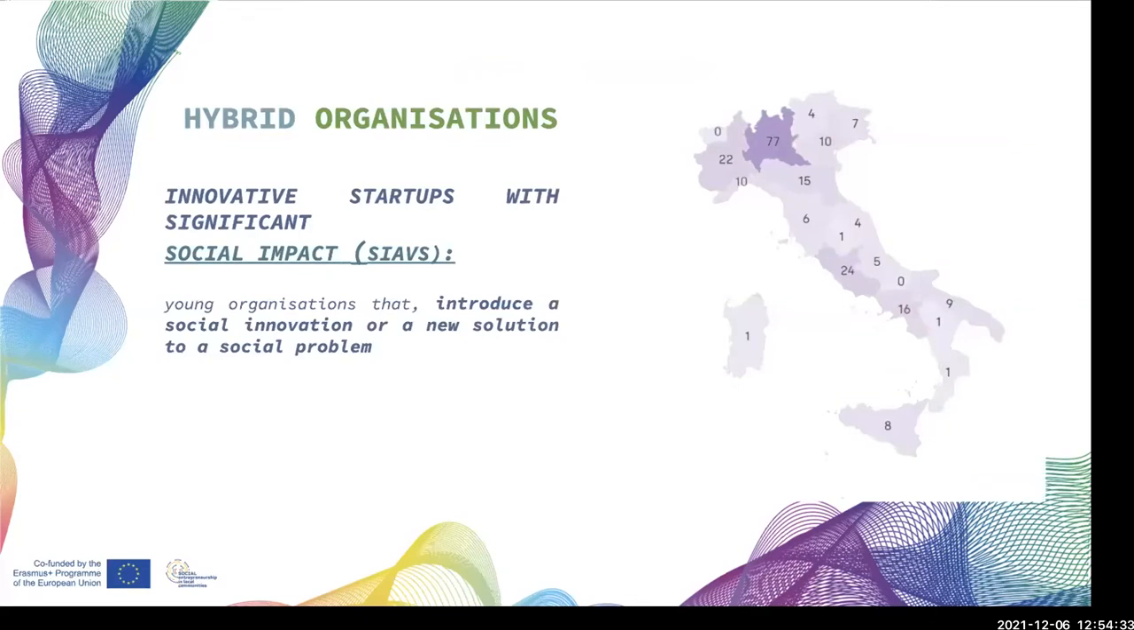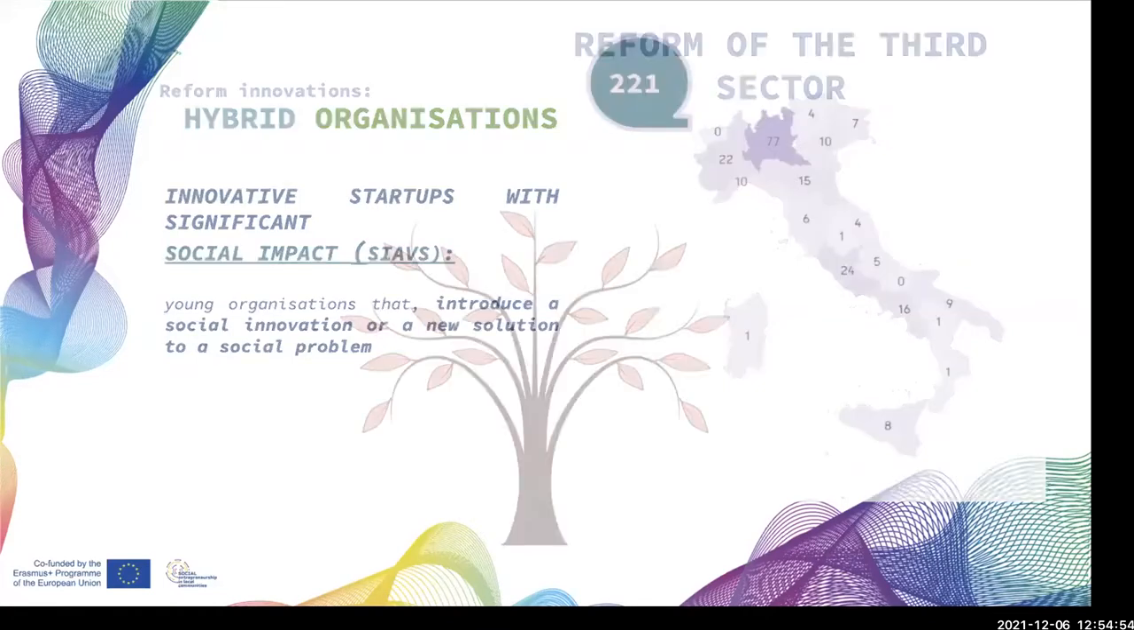Then we have the hybrid organizations, that are organizations that introduce a social innovation or a new solution to a social problem. We have 221 organizations of this type in Italy, and they are growing a lot.